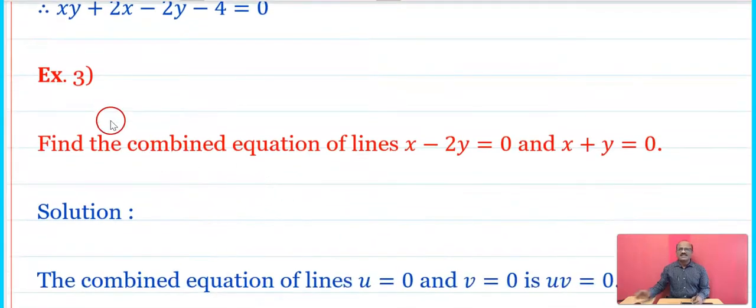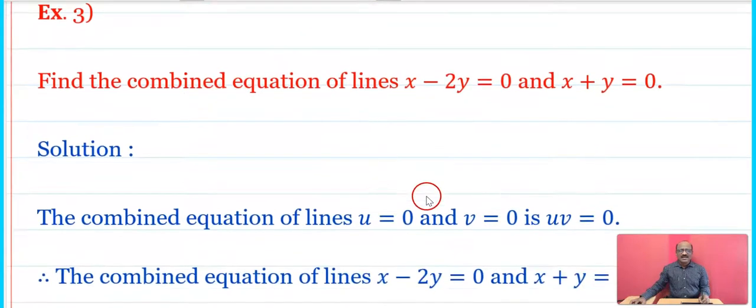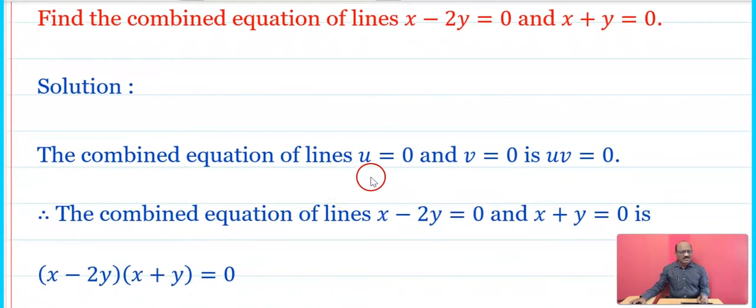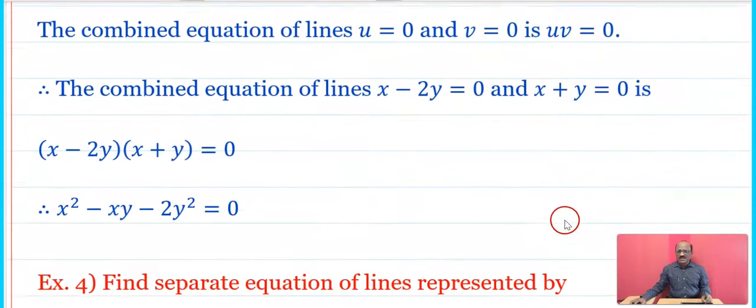Okay. Next, find the combined equation of the lines x minus 2y equals 0 and x plus y equals 0. Again, for the combined equation of the lines, the same logic applies: u equals 0 and v equals 0 gives u into v equals 0. The combined equation of the lines x minus 2y equals 0 and x plus y equals 0 is, in first bracket x minus 2y, into second bracket x plus y, equals 0.